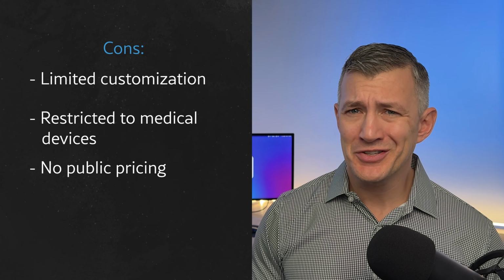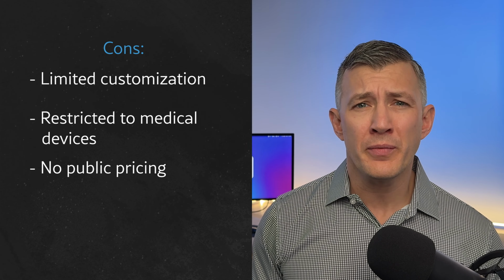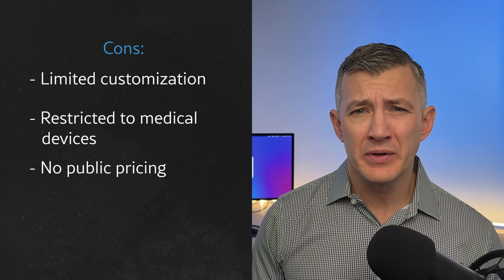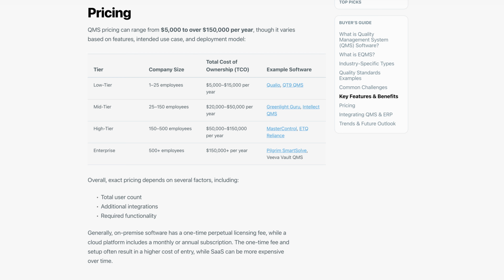I can give you some general ranges. Just keep in mind that final costs are going to depend on your QMS plan. You start off with a core package and then add on product development, quality events, and Guru services for things like in-app support. But to give you a basic idea, Greenlight Guru falls into the mid-tier QMS range with platforms like Intellect QMS. That's roughly $20,000 to $50,000 per year depending upon your configuration.